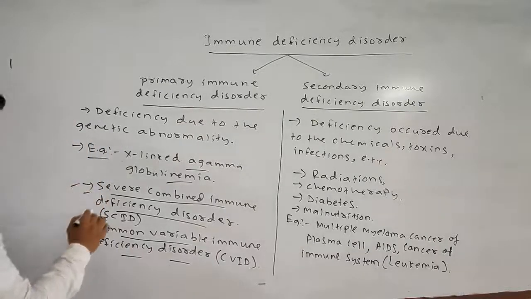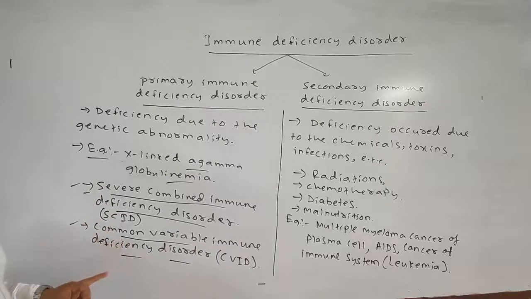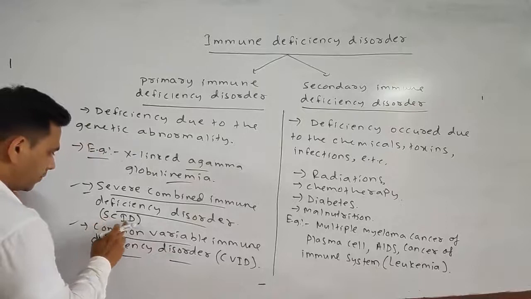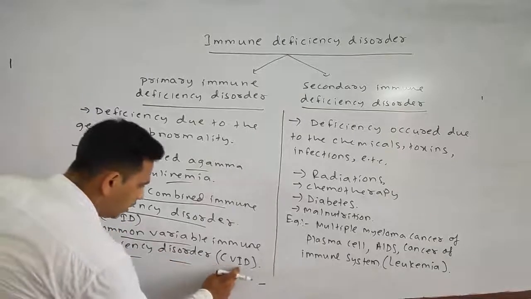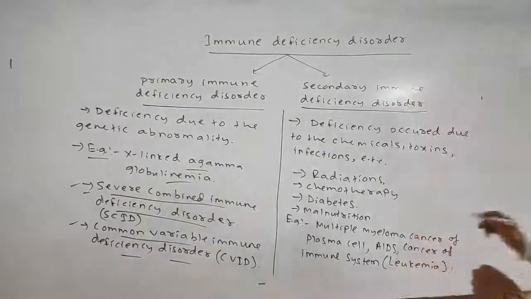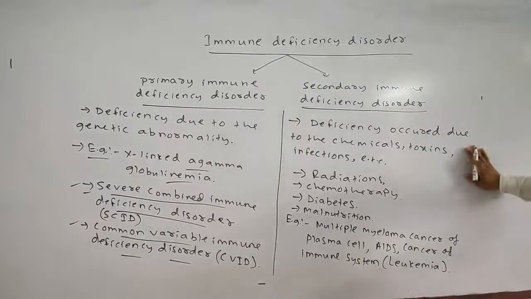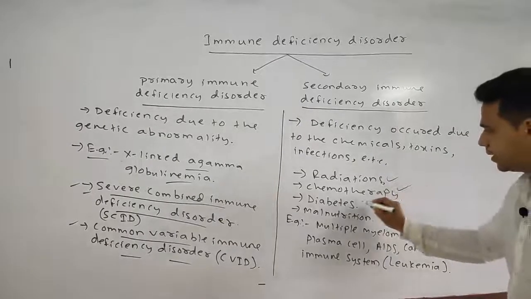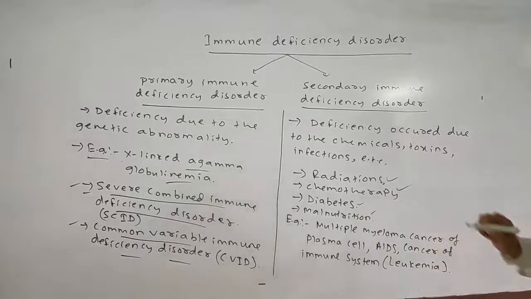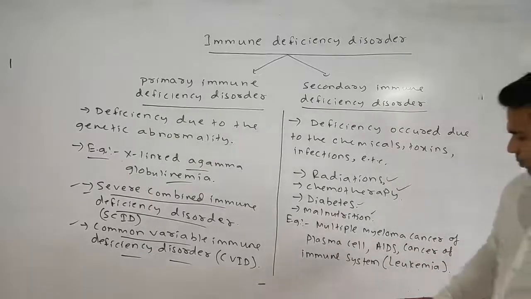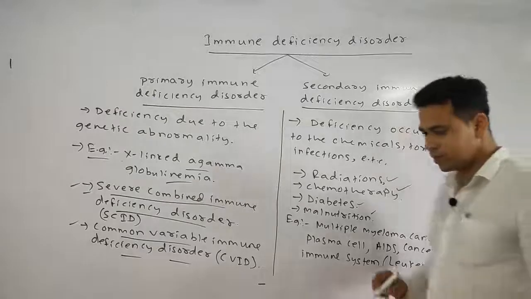Okay, these are very important, both SCID and CVID. Always remember the full form: SCID, severe combined immune deficiency disorder; CVID, common variable immune deficiency disorder. Next is secondary immune deficiency disorder, in which the deficiency occurred due to chemicals, toxins or infection. It can be due to radiation, chemotherapy, diabetes, malnutrition. Common examples are multiple myeloma, cancer of the plasma cells; AIDS; cancer of the immune system, which is also called leukemia.